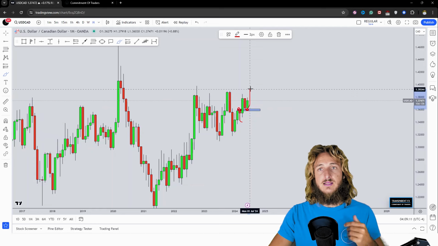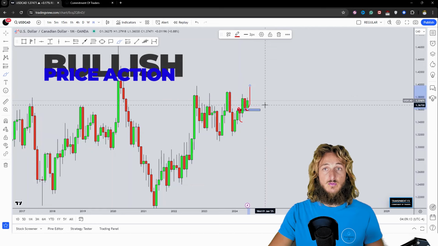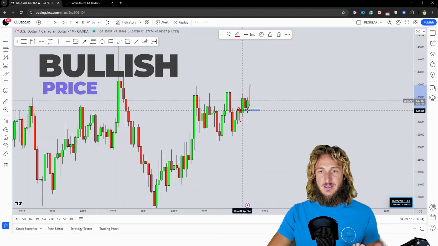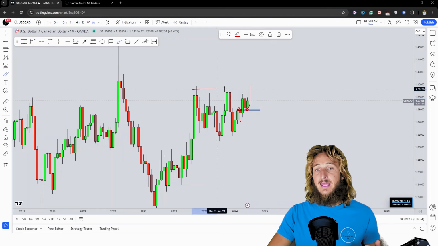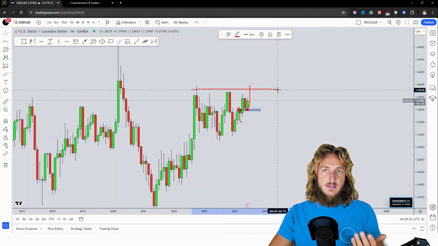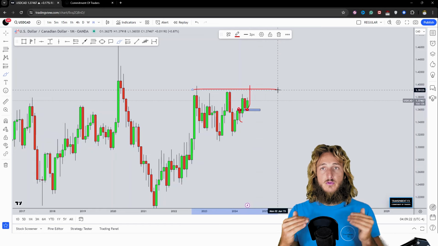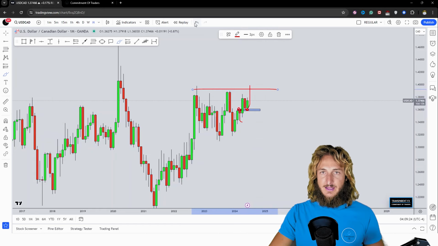So from a monthly standpoint, more bullish price action could be created away from this intermediate support level into the resistance that we have at the top of the monthly range that we have previously identified.